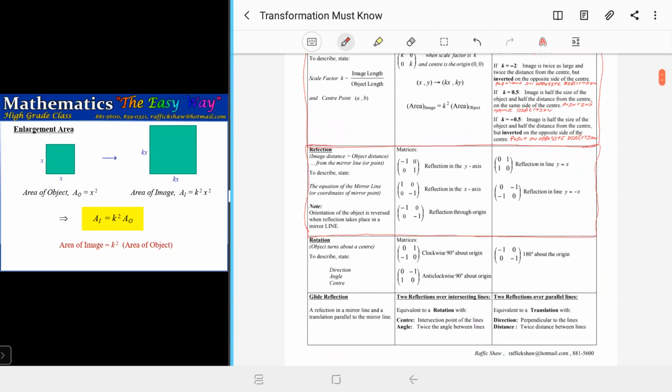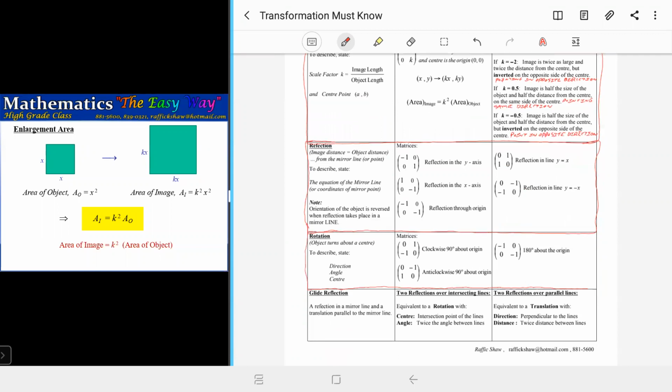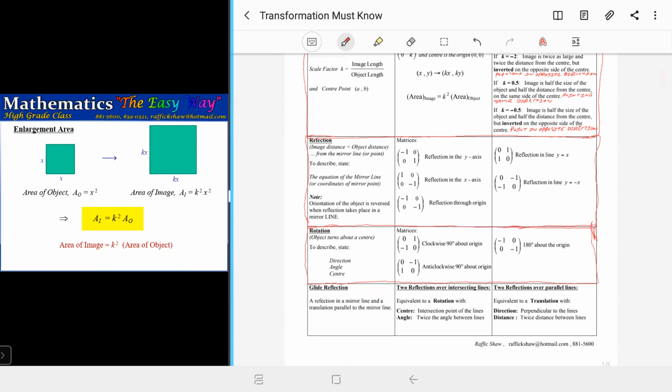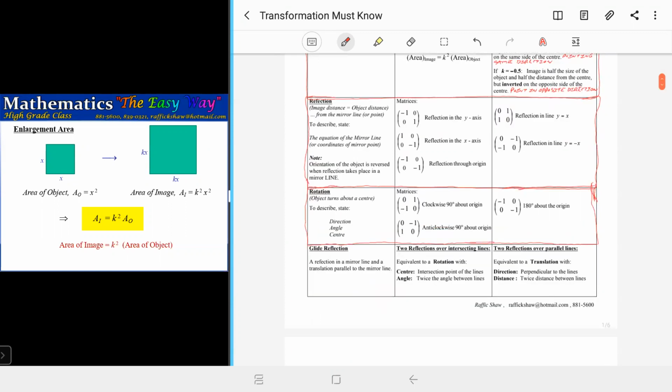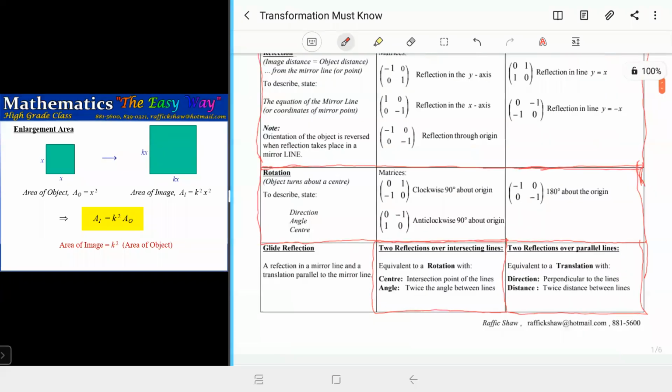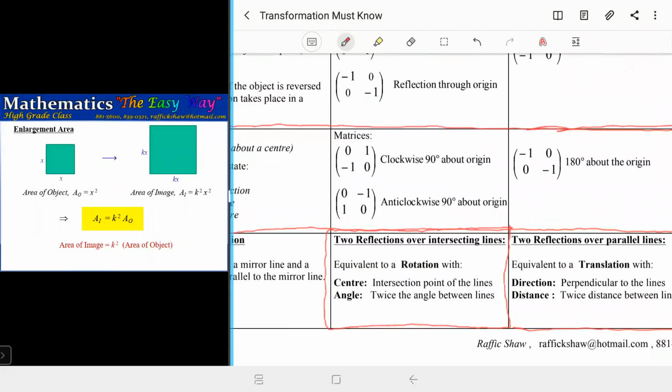Study them now on Wednesday, but don't joke about it. Study them. All right. We did these two things today: two reflections over intersecting lines, and two reflections over parallel lines yesterday. Let's see what they say if we want to add to it. Two reflections over intersecting lines is equivalent to a rotation with the center at the point of intersection of the two lines, and the angle is twice the angle between the two lines.